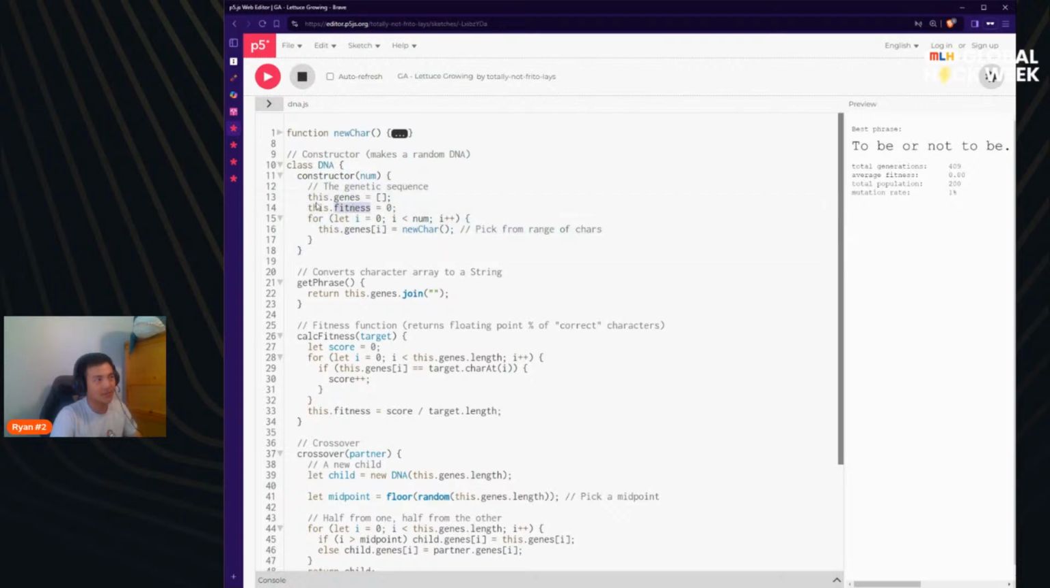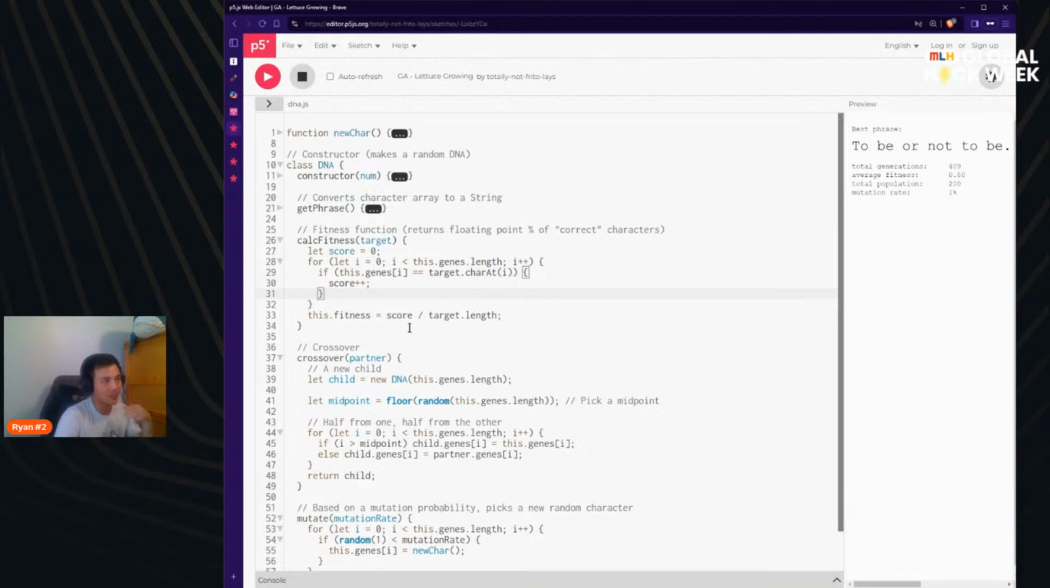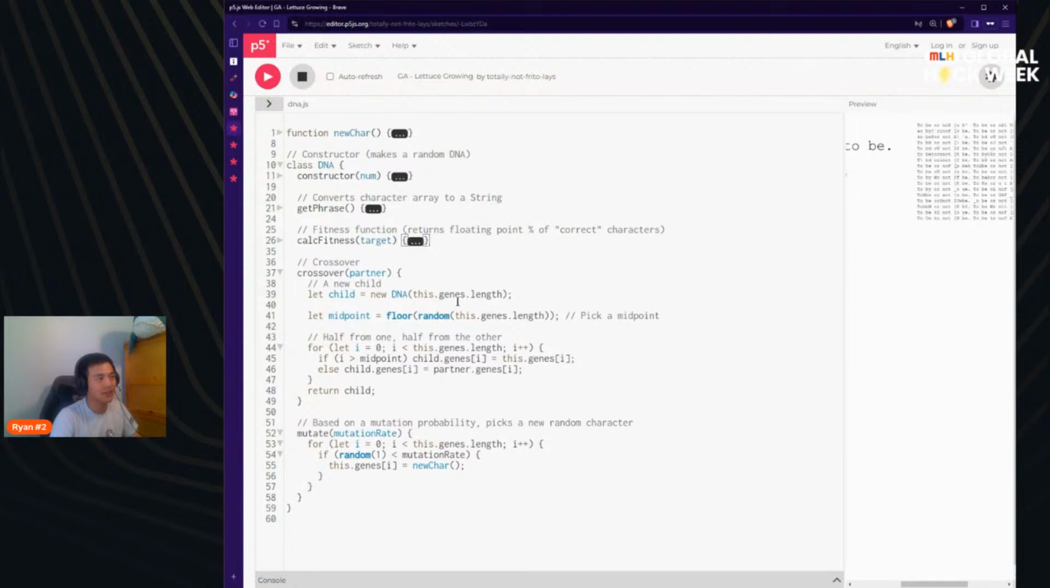It also has a fitness variable, which we will investigate in a little bit. We've got this thing that just says get phrase. That's kind of boring, so we're going to hide that. We've got this thing that's called a fitness function. The fitness function is what determines who's going to survive the next generation. This one is doing a little bit of math to see how many of the characters in the string over here actually match the string that we're looking for. So that's how they calculated the fitness here.